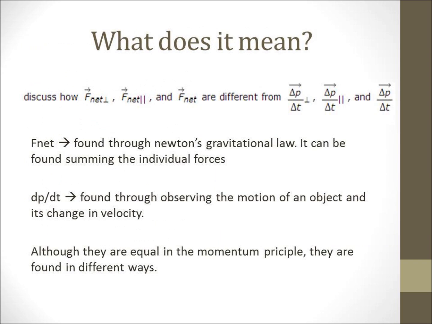The net force and the net force in the parallel and perpendicular directions are different from dp over dt, also in the perpendicular and parallel directions. Fnet is found through Newton's gravitational law. It can also be found by summing the individual forces. However, dp over dt is found through observing the motion of an object and its change in velocity. Although they are equal in the momentum principle, they are found in different ways and are therefore not the same.